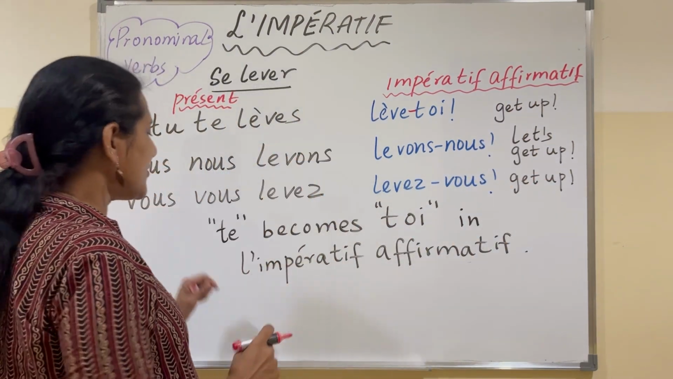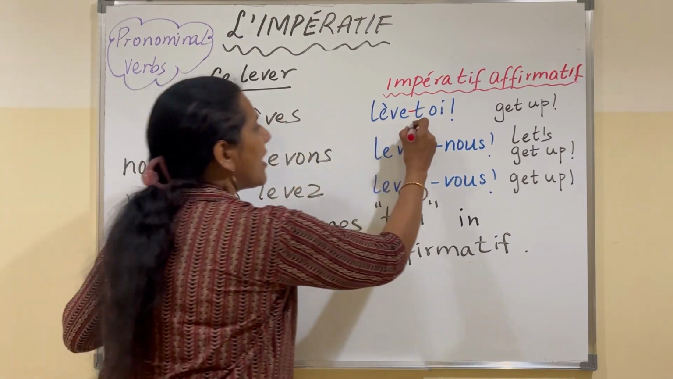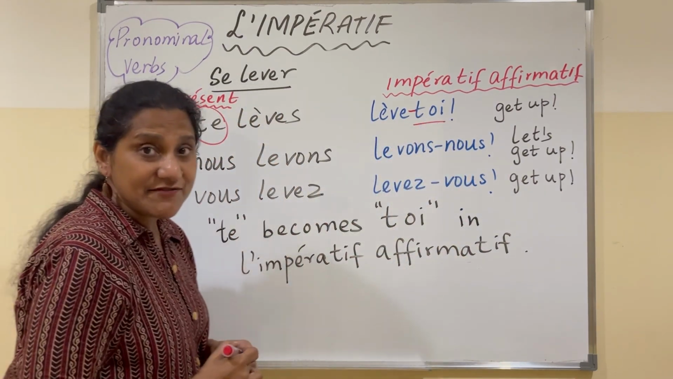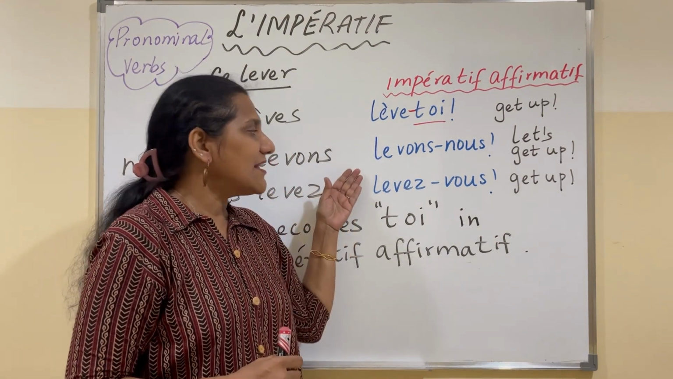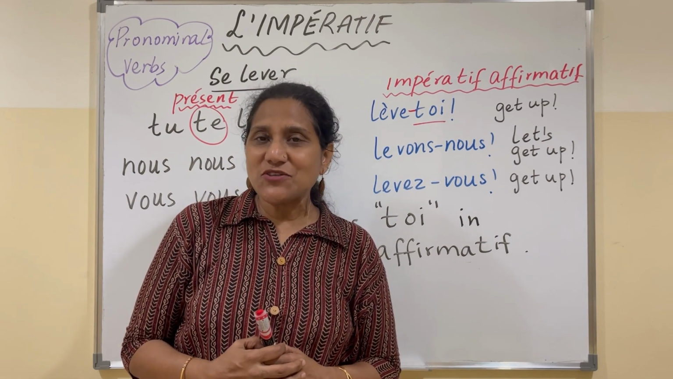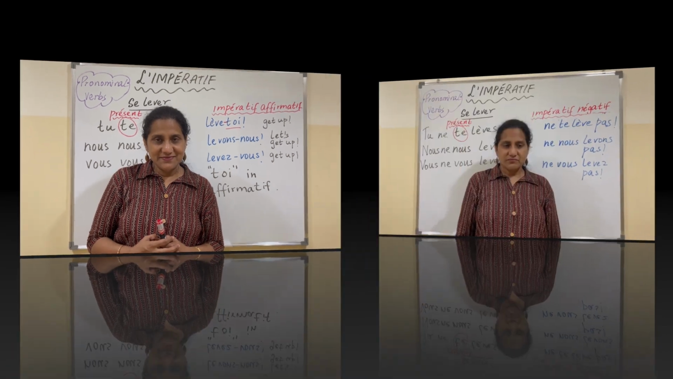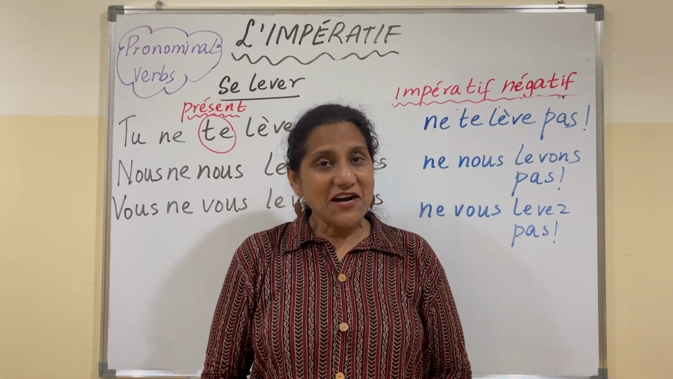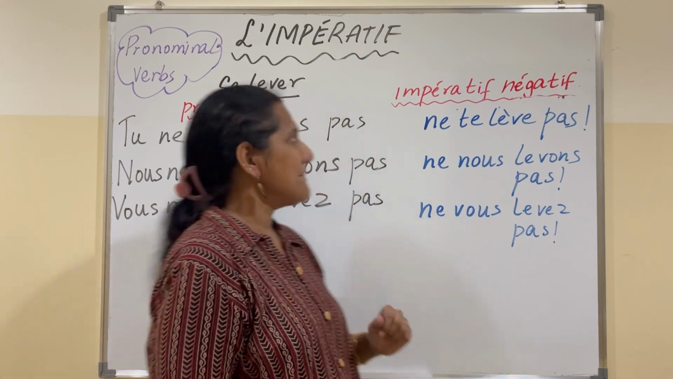Now notice here, the te becomes toi in imperative affirmative form. So it's lève-toi, levons-nous, levez-vous. Now let's see how to conjugate imperative negative form. Let's learn how to conjugate se lever in imperative negative form.